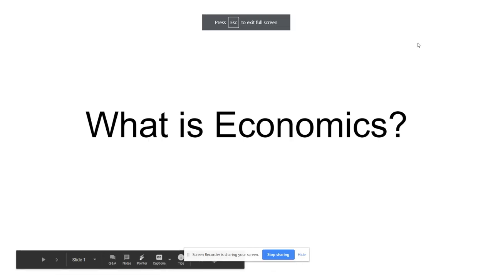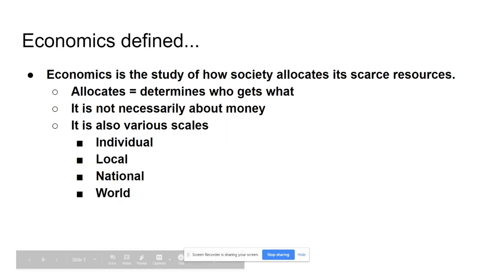The first thing that we're going to talk about this semester is obviously what is economics. And this is our working definition of economics. Economics is the study of how society allocates its scarce resources. And when we use that term allocates, it just means determines who gets what.